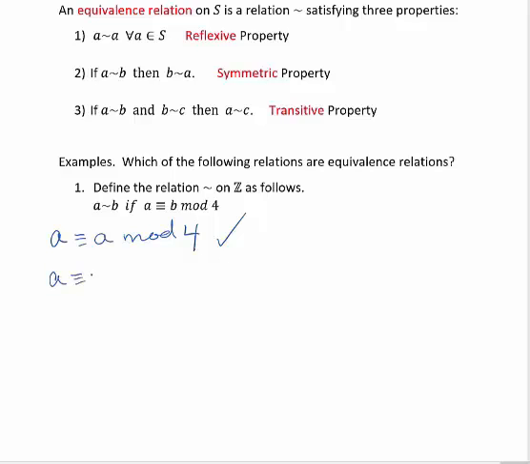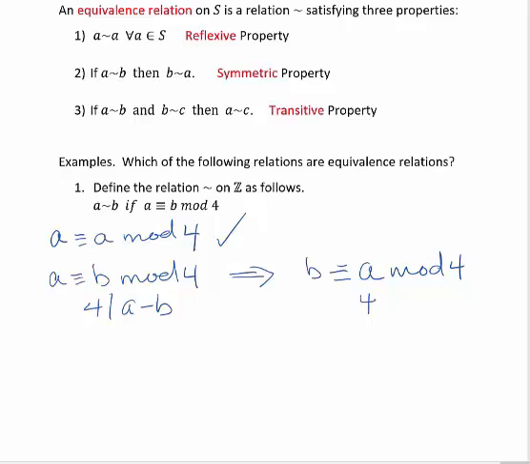If A is congruent to B mod 4, that implies that B is congruent to A mod 4. Obviously, here 4 divides A minus B, so 4 divides B minus A. Remember that's what it means: if A is congruent to B mod 4, 4 divides their difference. And so we have the symmetric property.